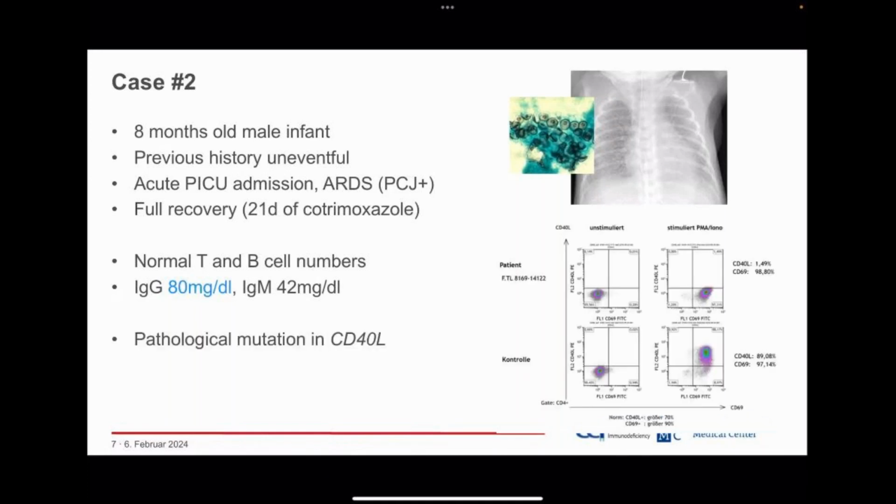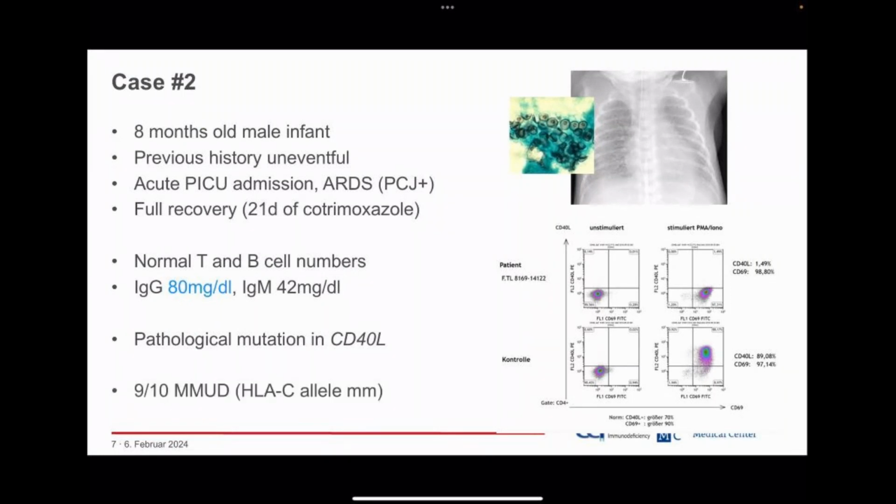IgM was present. He had a pathological mutation in CD40 ligand, and further functional investigation proved that finding to be relevant. You see here a healthy control with nice CD40 ligand upregulation upon stimulation in the T cells, which the patient was not capable of doing. So a very clear situation of CD40 ligand deficiency.